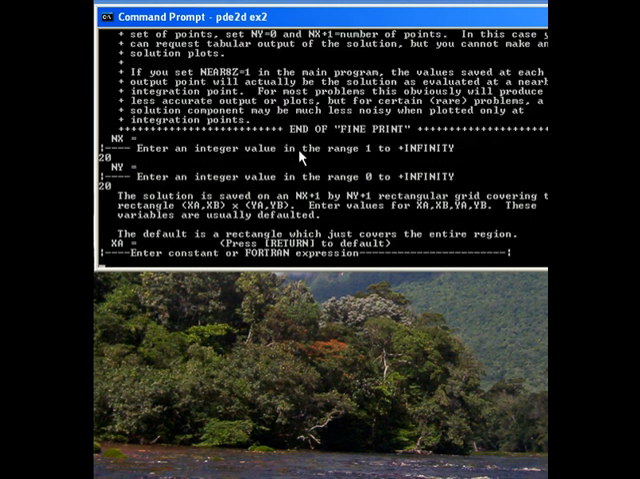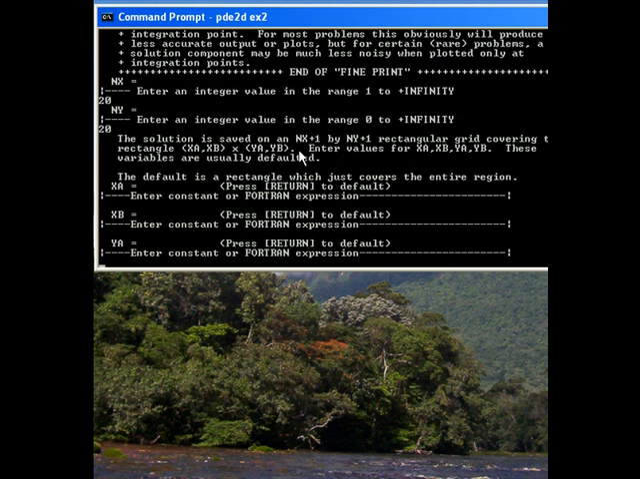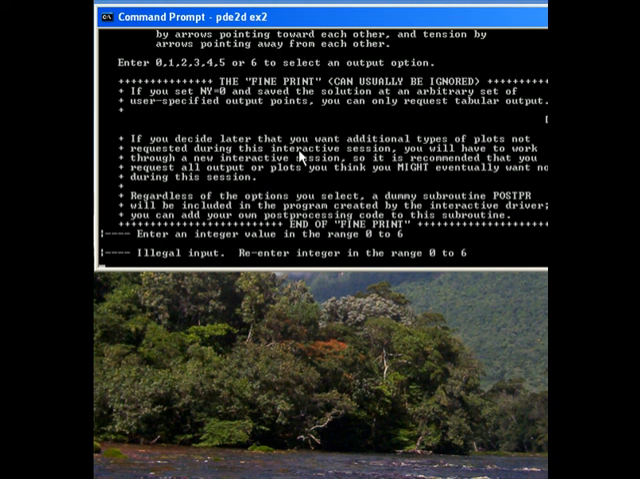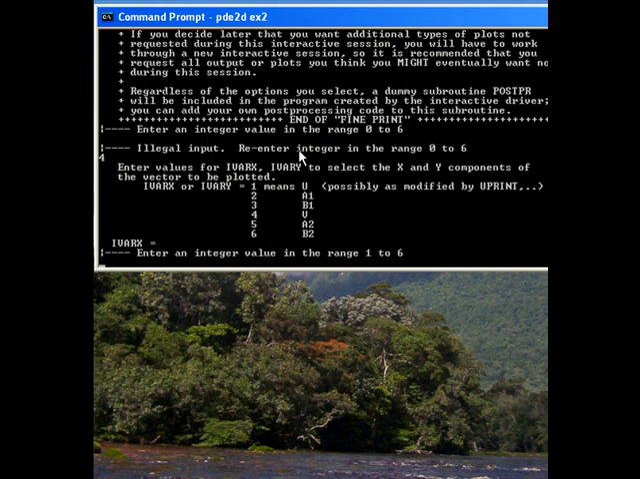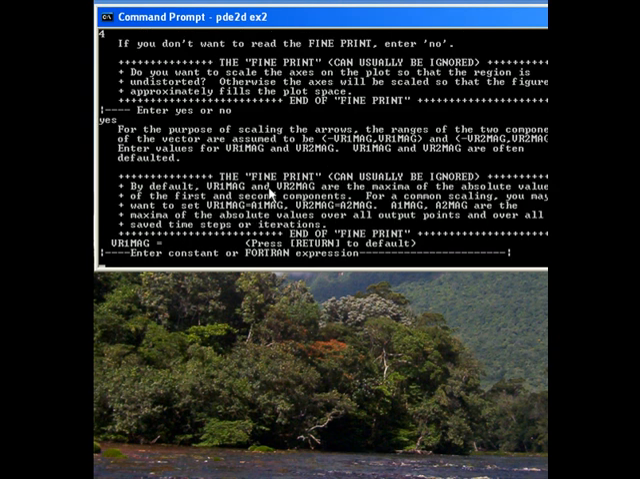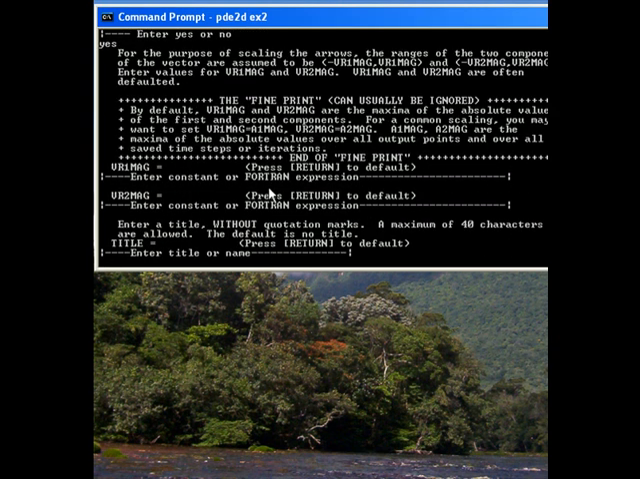Let's do a 20 by 20 output grid, and this is just if you want to zoom in on part of the area. The only plot I want to do is a vector plot of u comma v, so that's 4. The two components of the vector to be plotted are u and v, so that means 1 and 4. Do I want to undistort? Yes, I don't want the arch to look distorted. And u comma v is what I'm plotting.